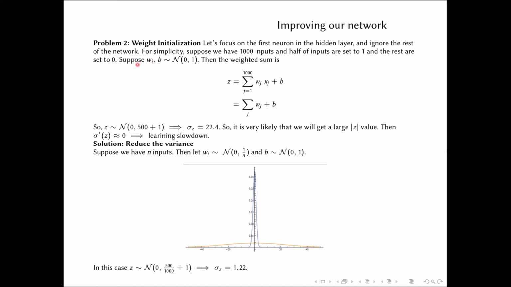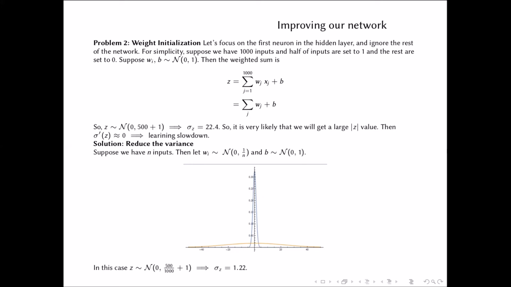First, suppose the weights and biases come from the standard normal distribution. The weighted sum is going to be this, because half of them are set to 0. So we're adding 500 Wj plus B, and because W and B come from a standard normal distribution, Z also has a normal distribution with mean 0 and variance 501. So the standard deviation is 22.4. That shows it's very likely we're going to get a large absolute value of Z. If we have a large value of Z, sigma prime of Z is going to be equal to 0. We go back to our problem again: the learning is slow.